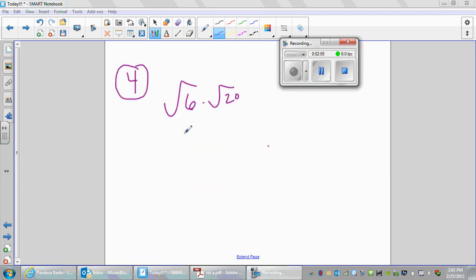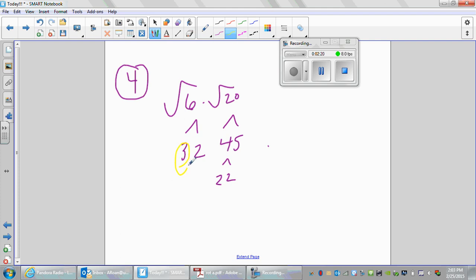All right, square root of 6 and square root of 20. So for 6, I'd have 3 and 2. And for 20, I would have 4 and 5. And then I can break the 4 down into a 2 and a 2. So I'm left with a 3, a 2, a 2, a 2, and a 5.